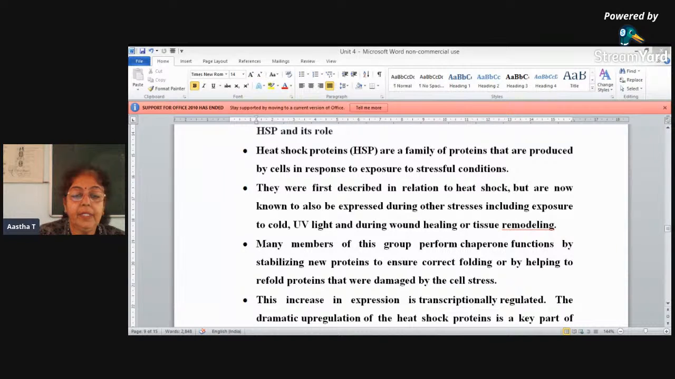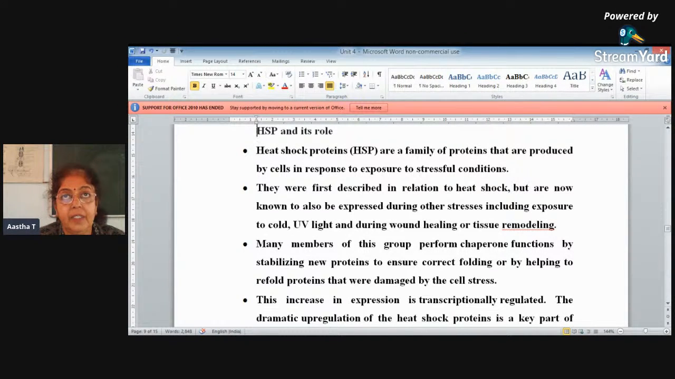Okay. So let us start with the last point, that is HSP and molecular chaperons. So what are these HSP? HSP are heat shock proteins. You have studied extremophiles in the first semester. So these extremophiles can tolerate the extreme conditions because of special type of proteins known as heat shock proteins. So these HSP are a family of proteins that are produced in response to exposure to stressful conditions.